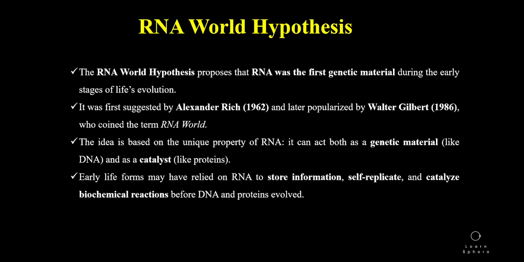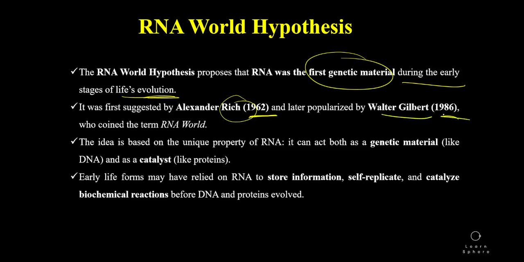After that, this theory was suggested, the RNA World Hypothesis, which proposes that RNA was the first genetic material during the early stages of life evolution. It was suggested by Alexander Rich in 1962 and popularized by Gilbert in 1986, who coined the term RNA world.